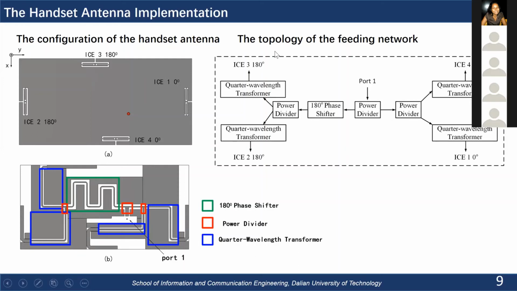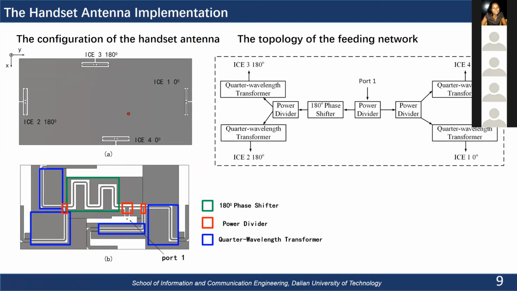And this is the topology of the feeding networks. With this topology, we draw these feeding networks here. It includes 180-degree phase shifters, power dividers, and quarter wavelength transformers here. So this is the front view of this antenna, and this is the back view. They are just on the different sides of the PCB.